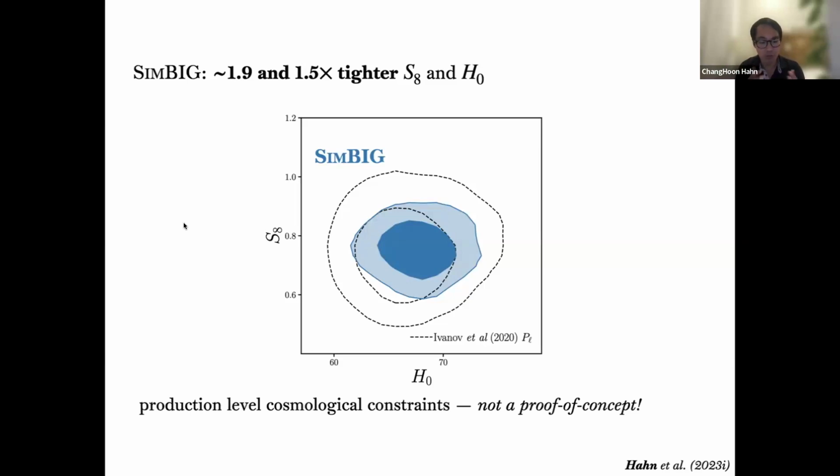One thing I want to emphasize here is that this is not a proof of concept applied to idealized data or simulations. This is actually applied to observations. So these are real production level constraints.